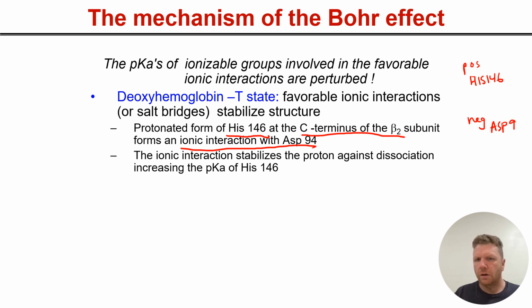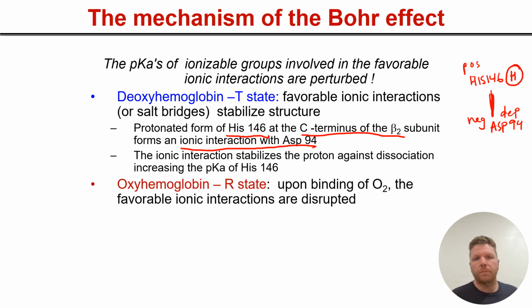aspartate 94. Okay, so when this is protonated and this is deprotonated, you have this favorable ionic interaction. So this interaction right here stabilizes the T state. The ionic interaction stabilizes the proton against dissociation, increasing the pKa of this His 146. So when this interaction is taking place, this kind of fortifies this proton right here. Whenever that interaction is taking place, that gives that proton less of a place to go.